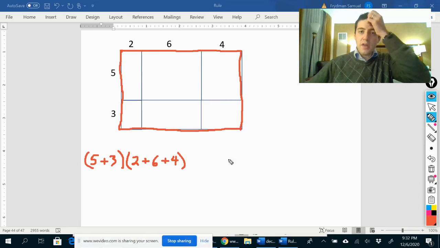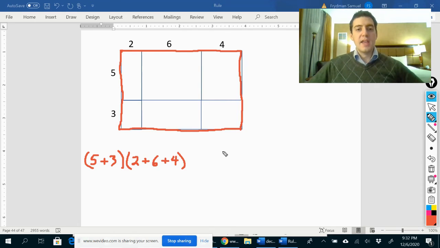Now, is there another way I can calculate the area of the red rectangle? Yeah, I can break it up into all of these smaller rectangles that you see over here, and then I would just have to calculate the area of each of these and then add them all up. Okay, so to get the area of this one over here, the width is 5, the length is 2, so that would be 5 times 2. Okay, I'll write that over here, 5 times 2.